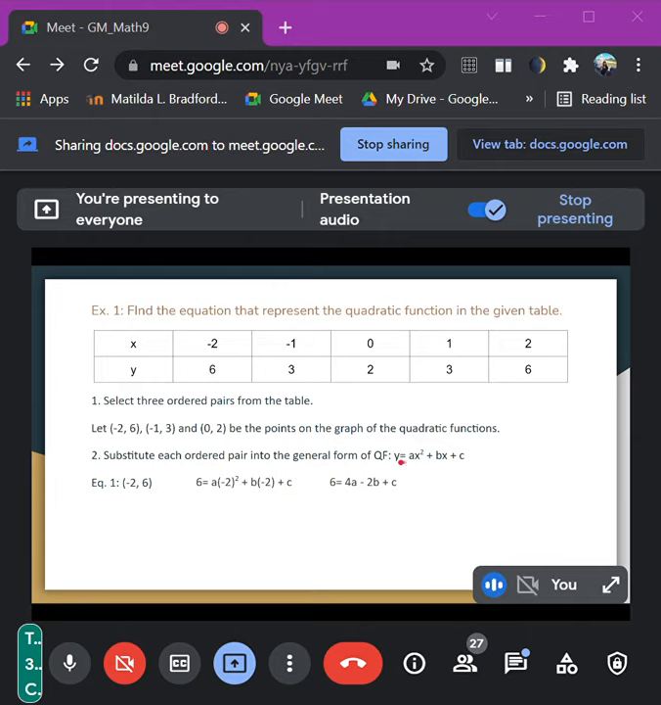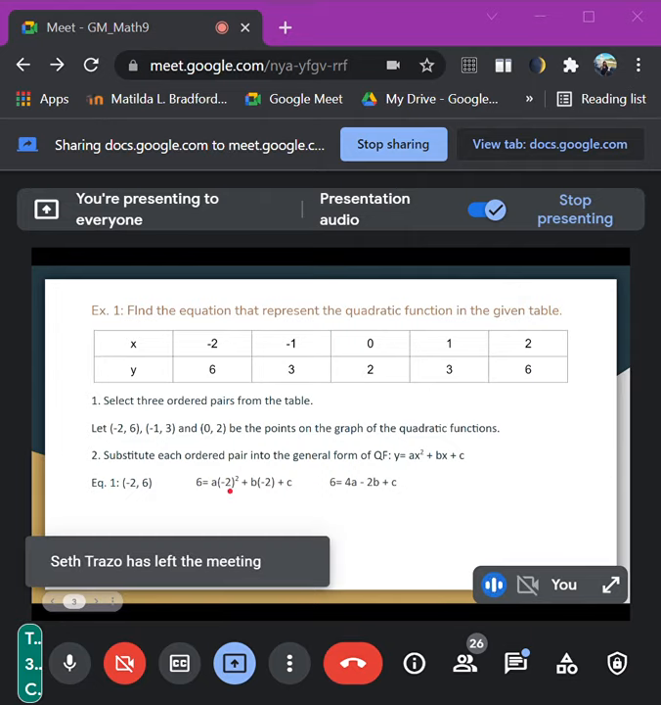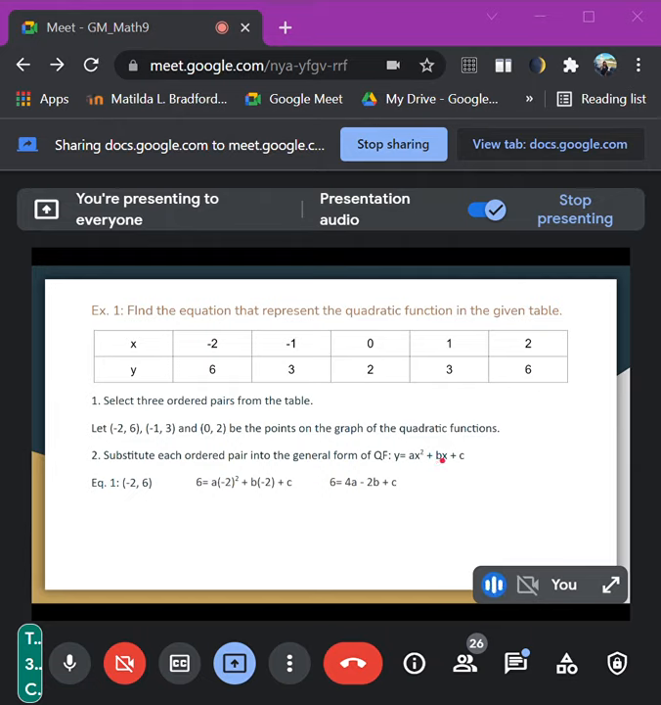Your y is 6. So you have 6 equals a, since ax squared, and then x is negative 2. Substitute your x with negative 2 and then squared. And then plus b, since we don't have a value for b yet, only x and y. So here is x again, negative 2 again. And then plus c. Understood, class, or do you need the Jamboard?